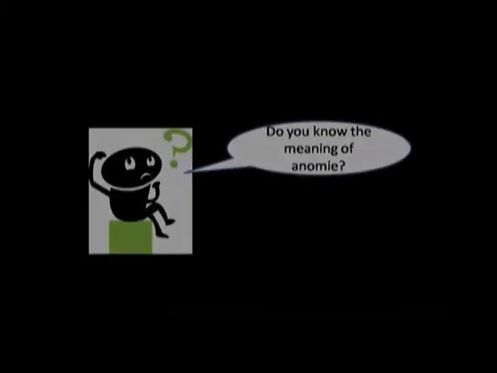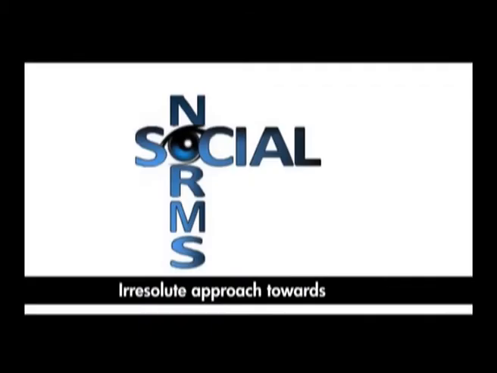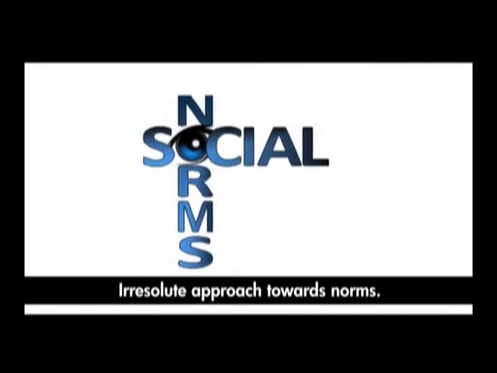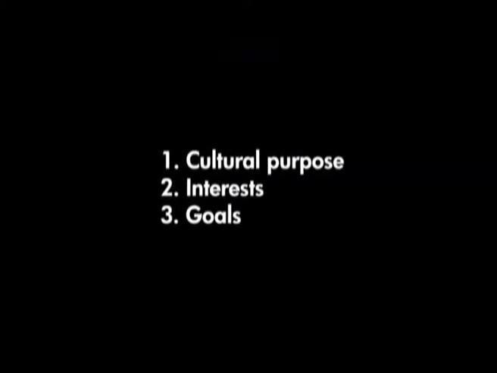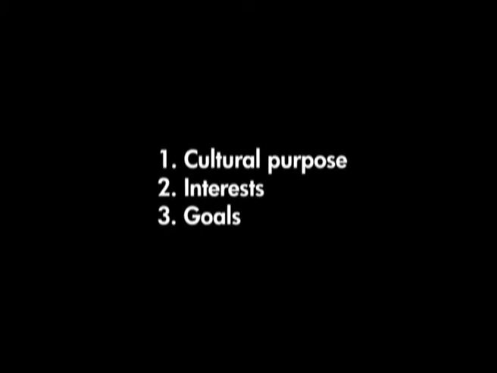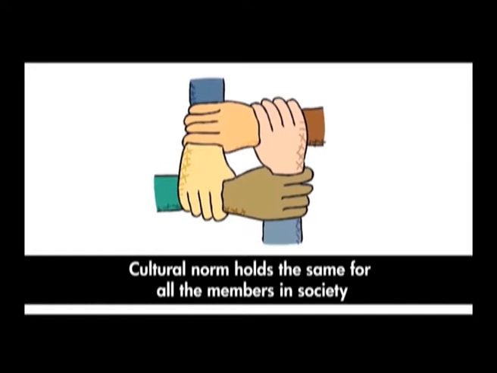Anomie means without norms. It is more of a conflict between norms or domination among the norms. It also explains an irresolute approach towards norms. In this theory, we take into account two important elements. The first one is cultural purpose, interests, and goals. The cultural norm holds the same for all the members in society.